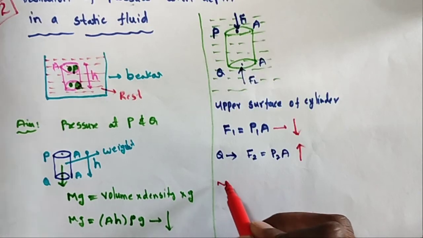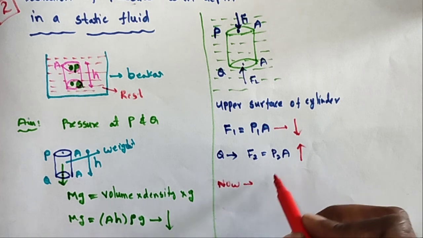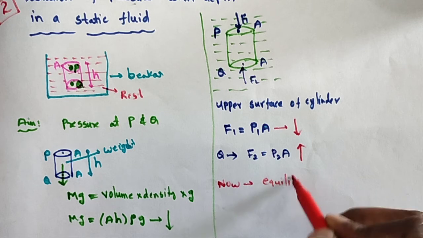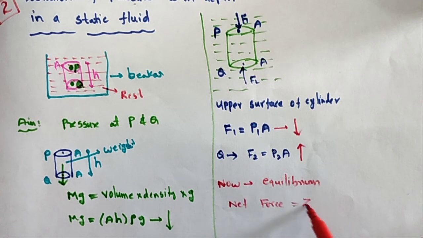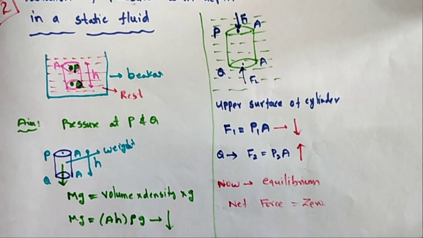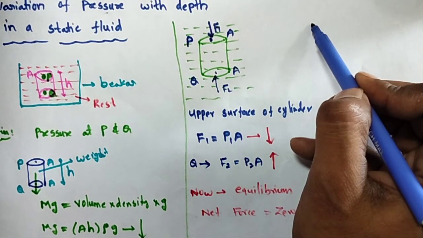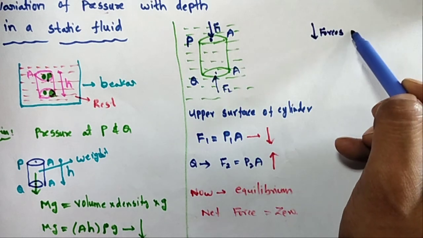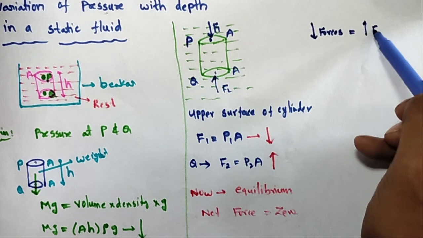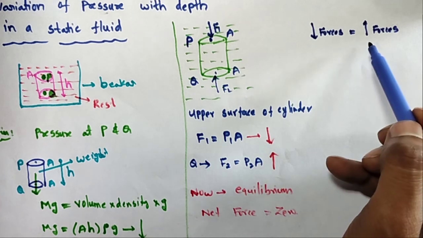Now the imaginary cylinder is in equilibrium. Equilibrium means rest position. What is the net force? The net force will be 0. Therefore, net force being 0 means the downward forces are equal to the upward forces. Both are equal. The net force will be 0.